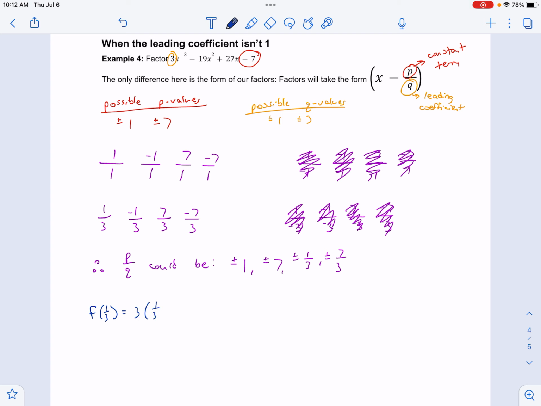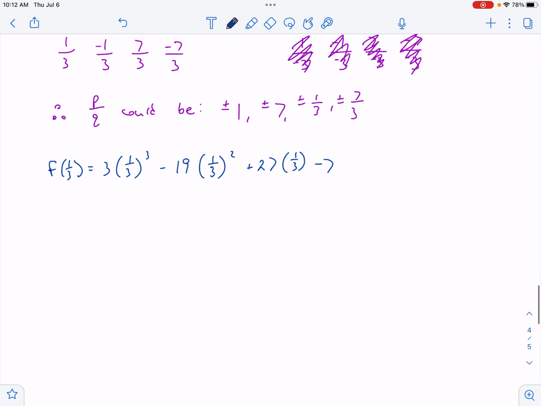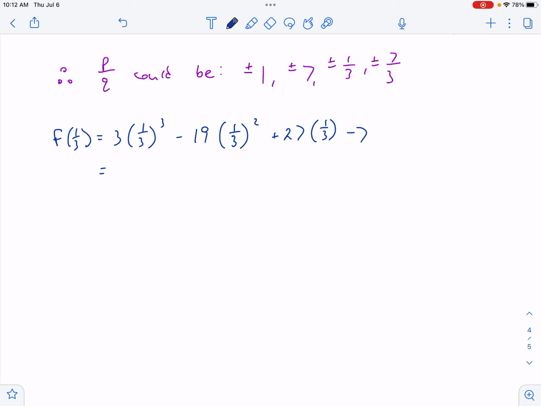3 times 1 over 3 cubed minus 19 times 1 over 3 squared plus 27 times 1 over 3 minus 7. Okay, let's do that math. 1 over 3 cubed is 1 over 27. 1 over 3 squared is 1 over 9. 27 times 1 over 3 is just 9. I'll leave that till our next line when we do all those multiplications.